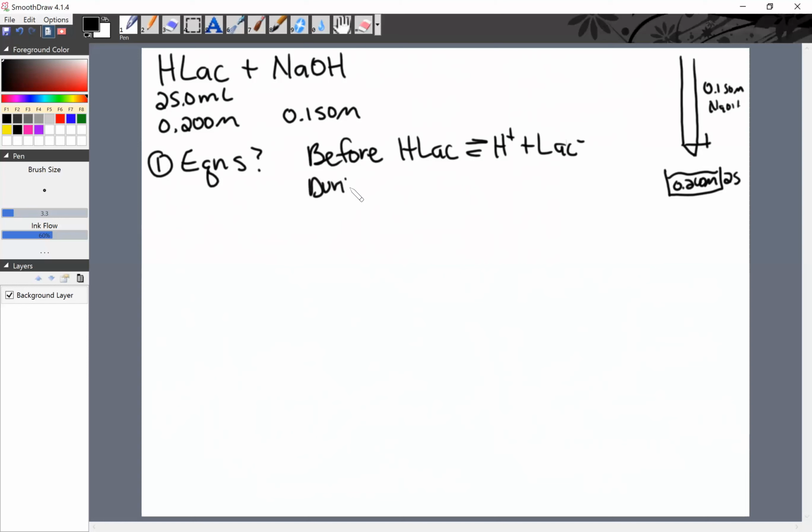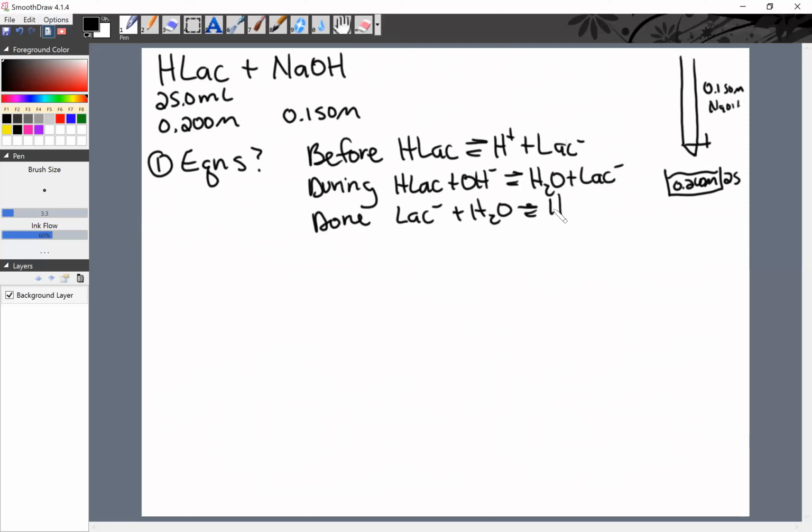During or inside, my lactic acid is going to react with the hydroxide to make water and some conjugate base. When I'm done, that lactic base will react with water to create a little bit more of my weak acid and some hydroxides. Okay, so before I do anything, I know that those are the three equations that I'm going to use during this titration.